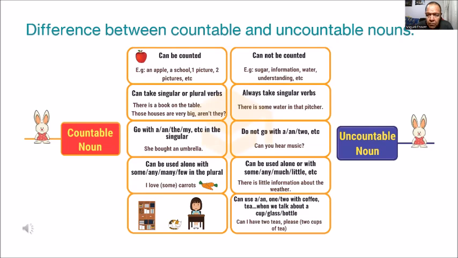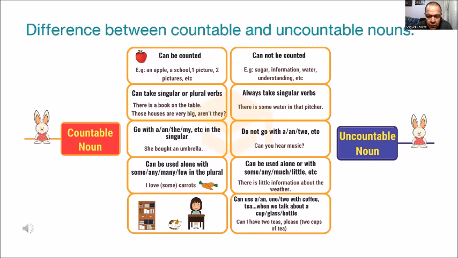After mentioning the definition of countable and uncountable nouns and identifying some examples, let's look at the following table to see the differences that distinguish them and make them particularly unique. Countable nouns can be counted. For example, an apple, a school, a picture, 2 pictures, etc. They can take singular or plural verbs. There is a book on the table. Those houses are very big, aren't they?